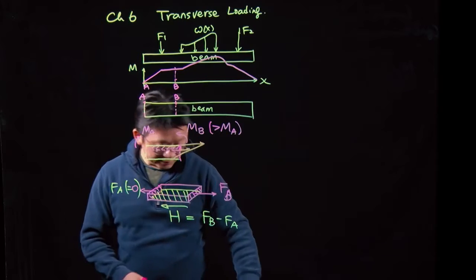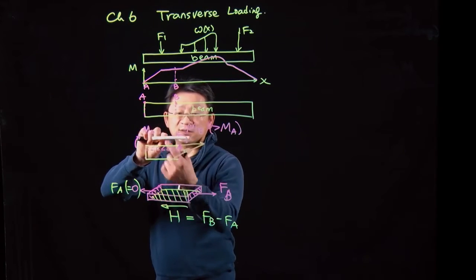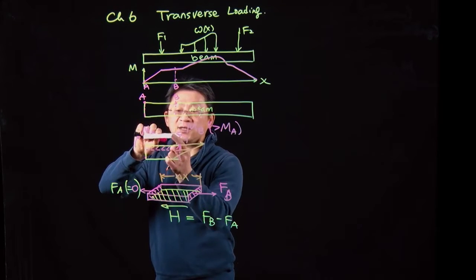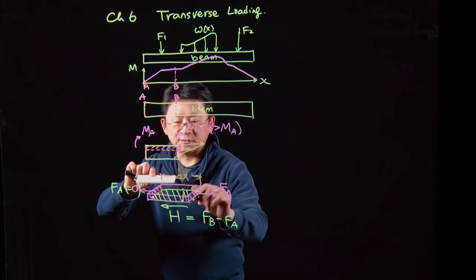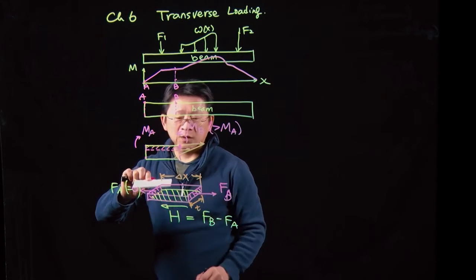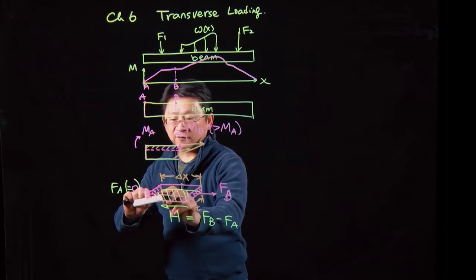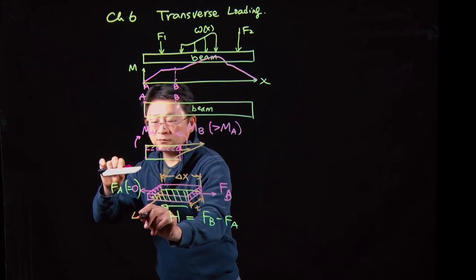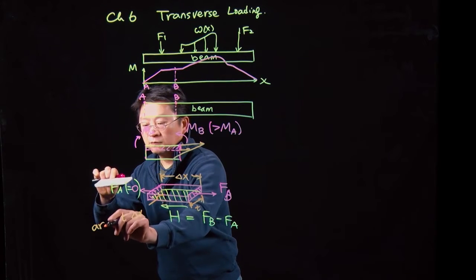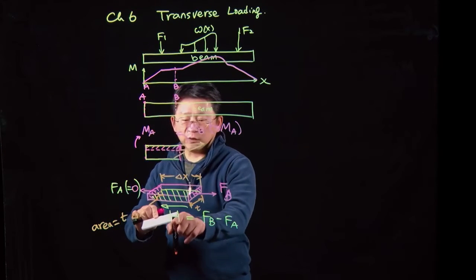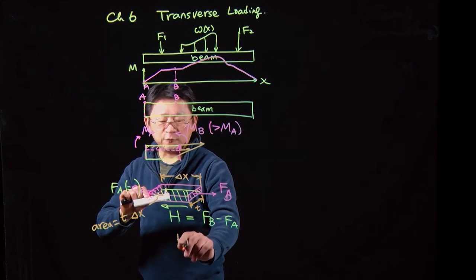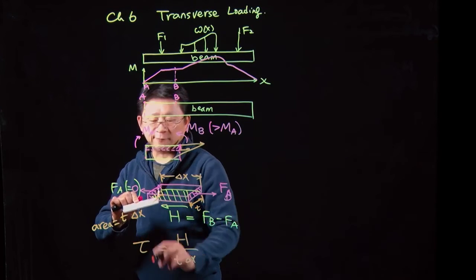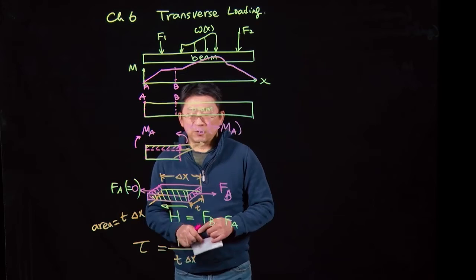Let me say these have the distance delta x. That is the distance x, and let me call the width here t. So the width of that section is t. With this information, the bottom area is equal to t times delta x. So we have the area and the shear force. We simply divide the shear force by the area, t delta x, and that is the shear stress here. So that is the formula.